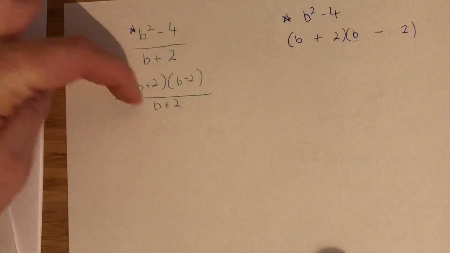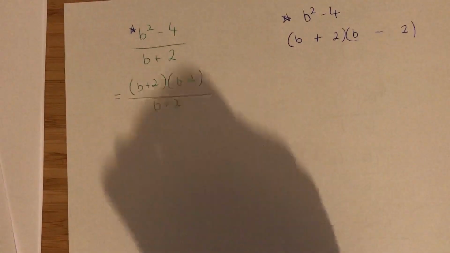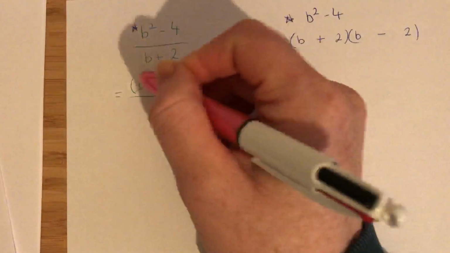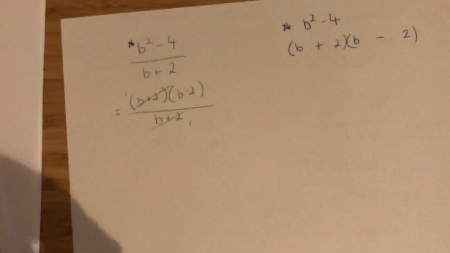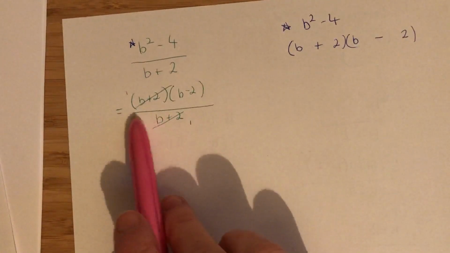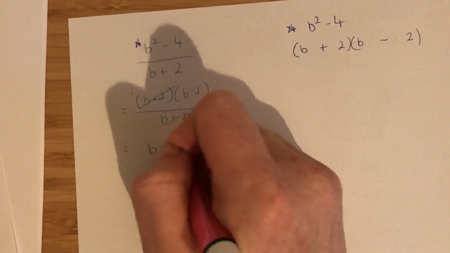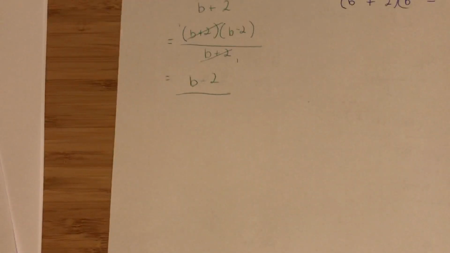So one of our factors on the top is b plus 2. Because it's a factor, because we're actually multiplying, we can then cancel out that b plus 2 on the numerator and the denominator, and they simplify each to 1. So then if we were to tidy that up, we would have 1 times b minus 2, it's just b minus 2, over 1, which we would just write as b minus 2. And so that's your first example of simplifying an algebraic fraction.